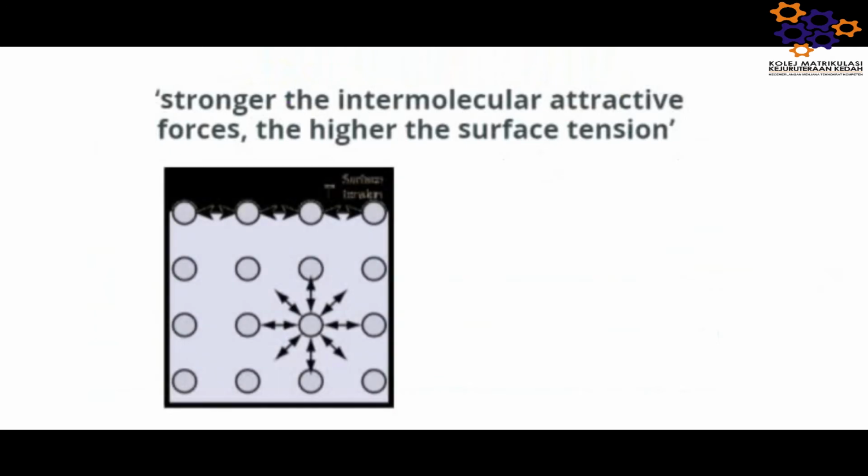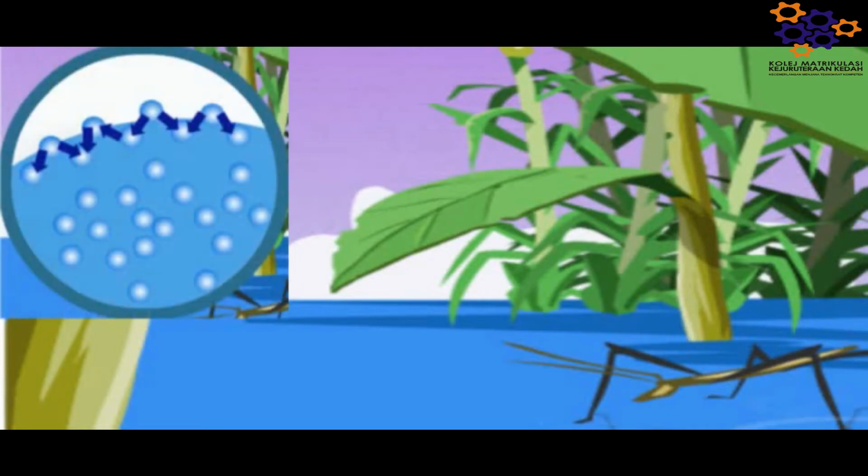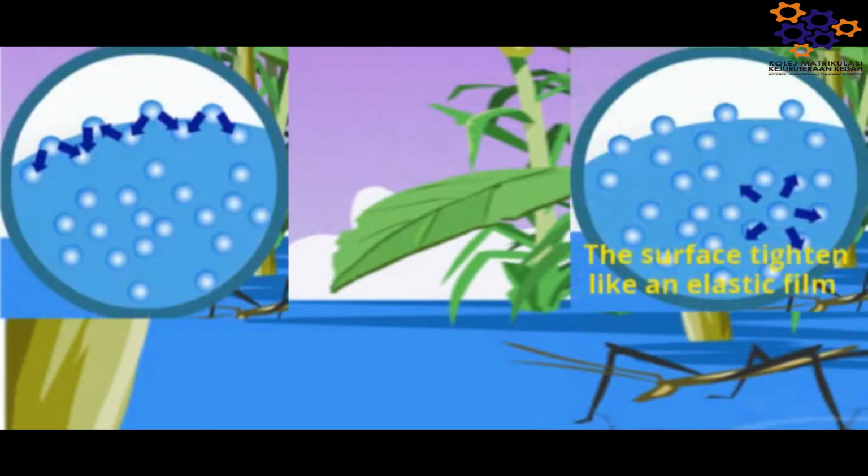The stronger the intermolecular forces, the higher the surface tension. Why can a water strider walk on water? Because the surface tightens like an elastic film.